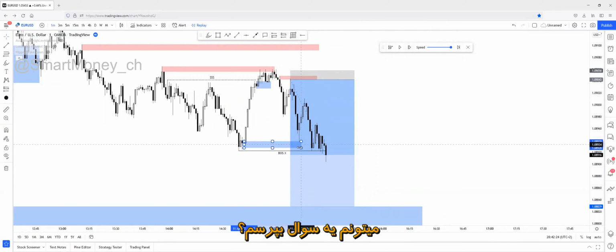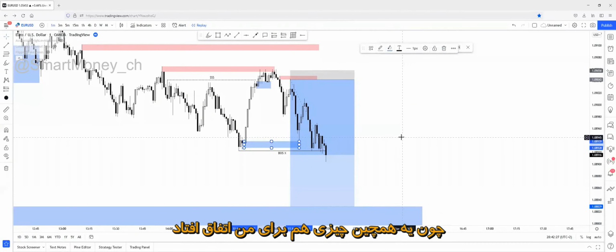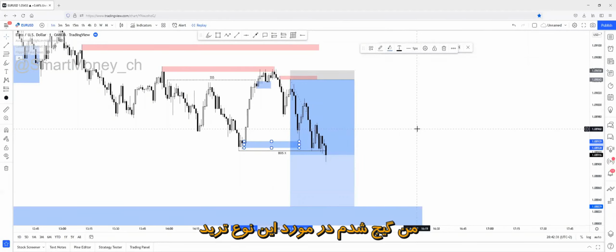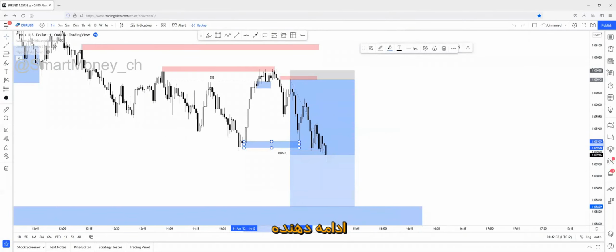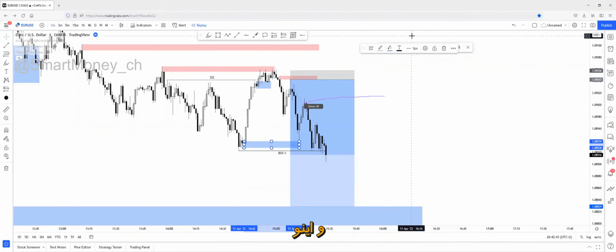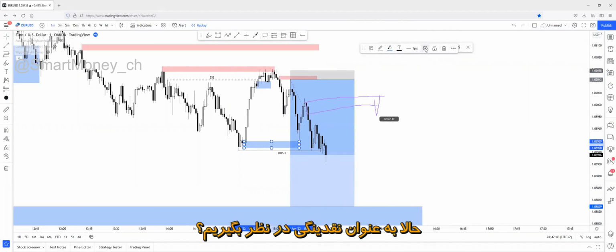Sorry. Can I ask a question? Because this is what's happening with me. I'm sometimes getting confused when I have these type of continuation trades. Can I ask a question? Just make it real quick, please. Yeah. Can we consider this region to take from continuation and consider this one liquidity now?